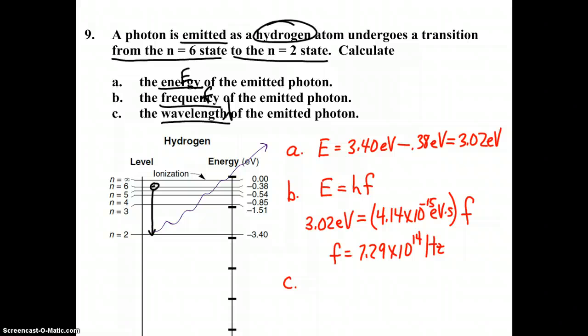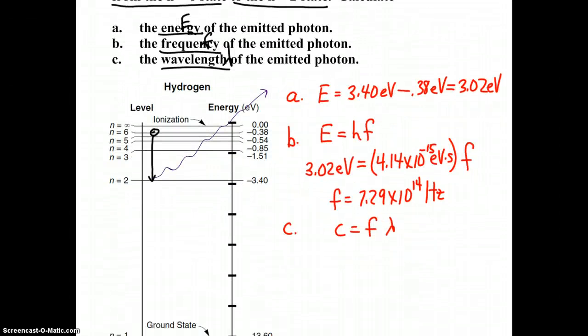In part C, they want the wavelength. Well, what's the relationship between any information we already have and wavelength? And that, of course, is the fact that it's a photon, which travels the speed of light. So we just have our wave equation here, specific to the speed of light. c equals f lambda.